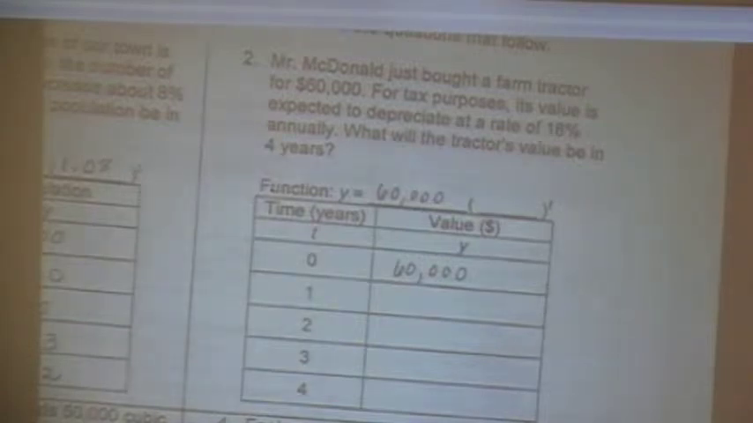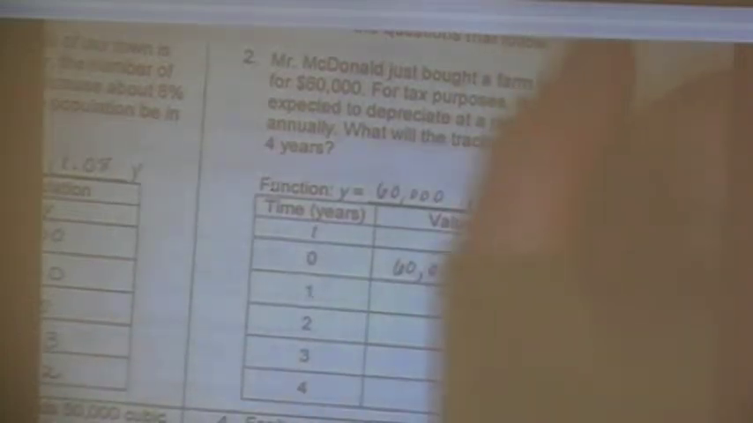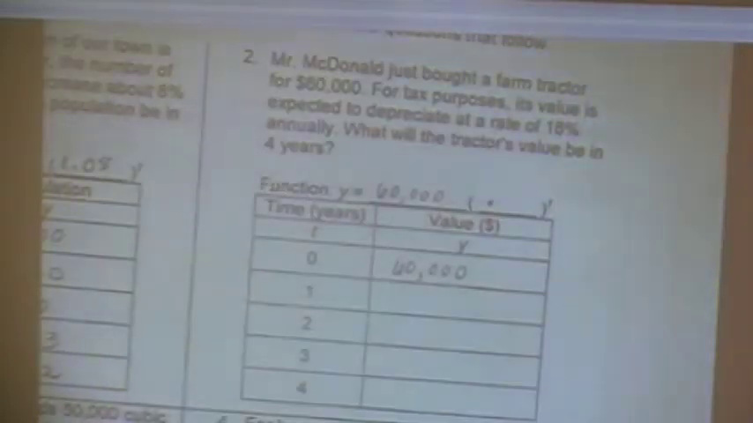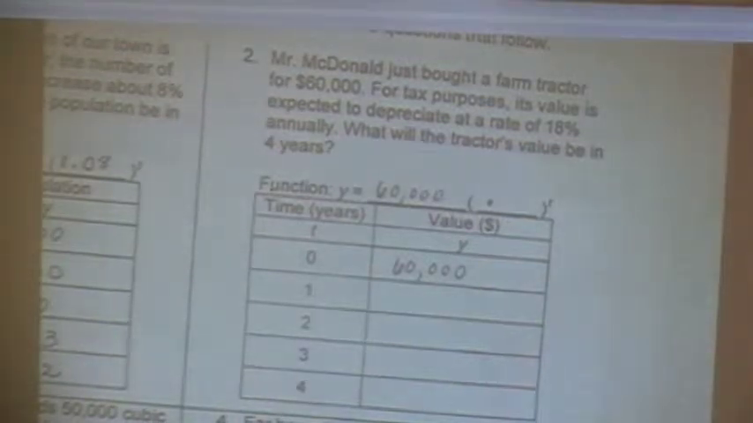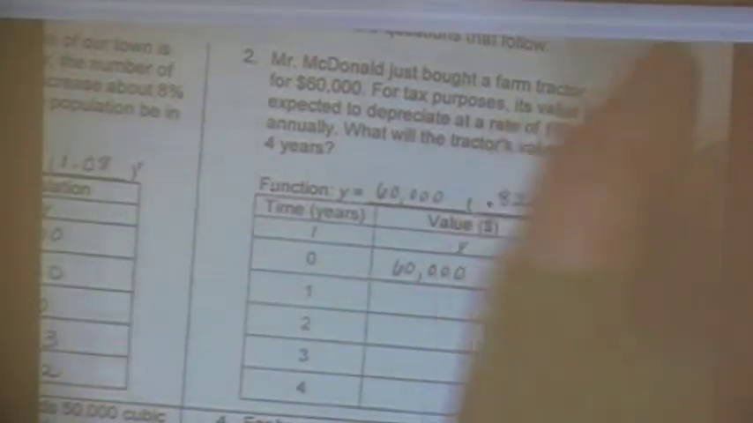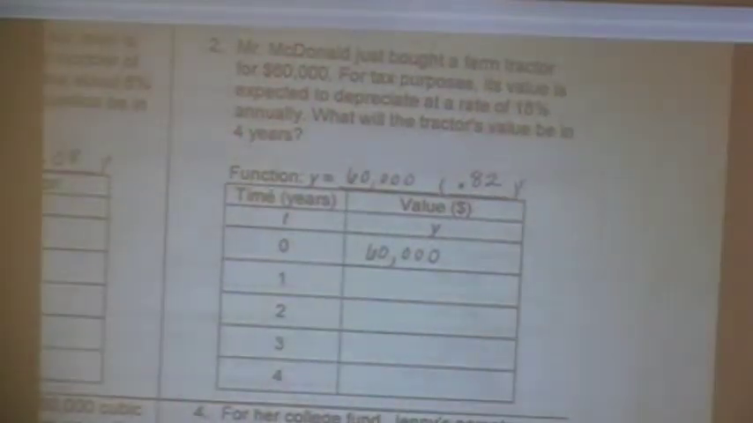Now, is this a growth or decay problem? Okay. Decay, so I have to do 1 minus 18%, which means this is going to be, now, I went ahead and wrote it out, 0.82, but in your calculator, you could just do 1 minus 0.18. I could just plug it in like that.